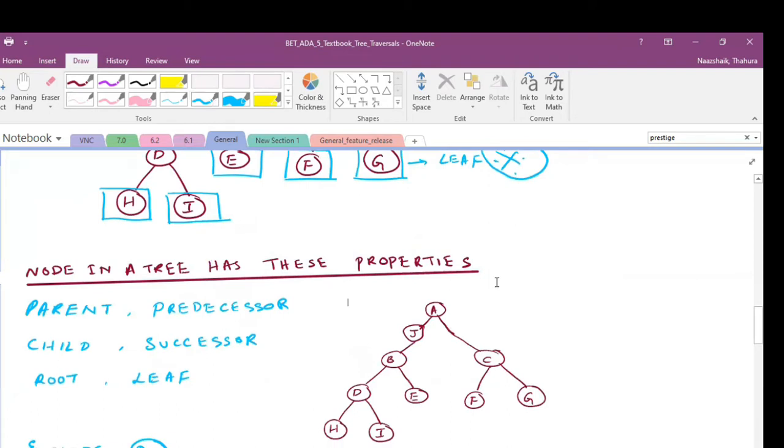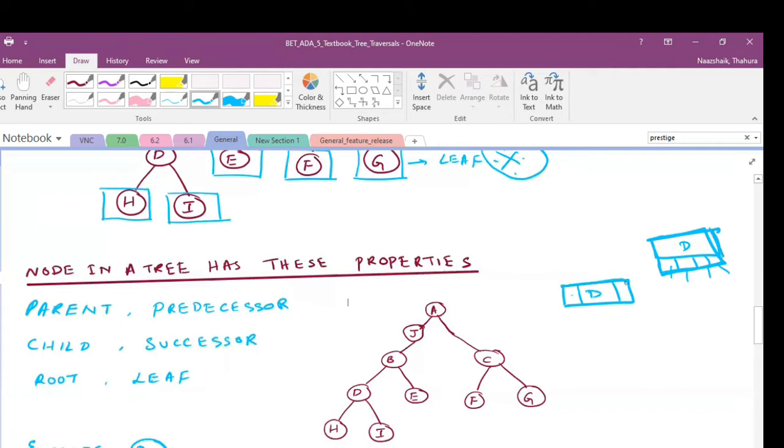Now, we said a tree's basic unit is a node. We talked about this. It can have data. It will have a link. If it's a binary tree, it will have 2 links. If it is, say, a 4-link tree, you can have something like this: 1, 2, 3. So you can have different links. This complete block, which holds your data and your links, is a node.